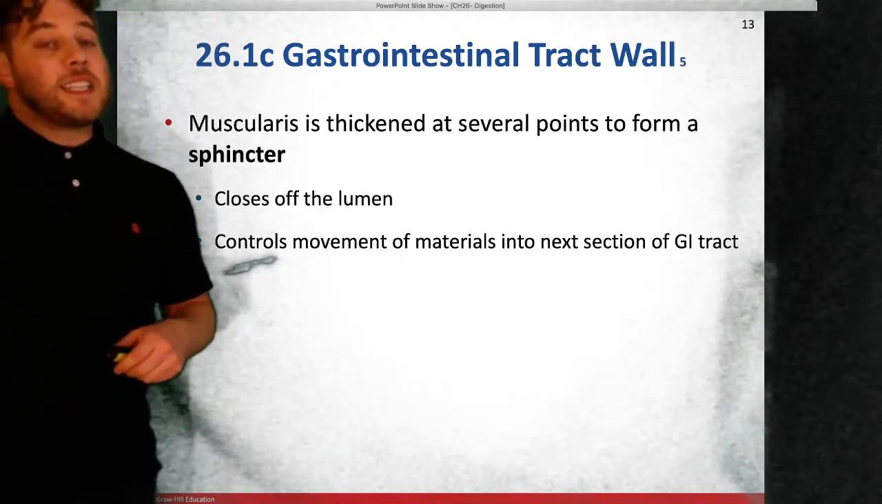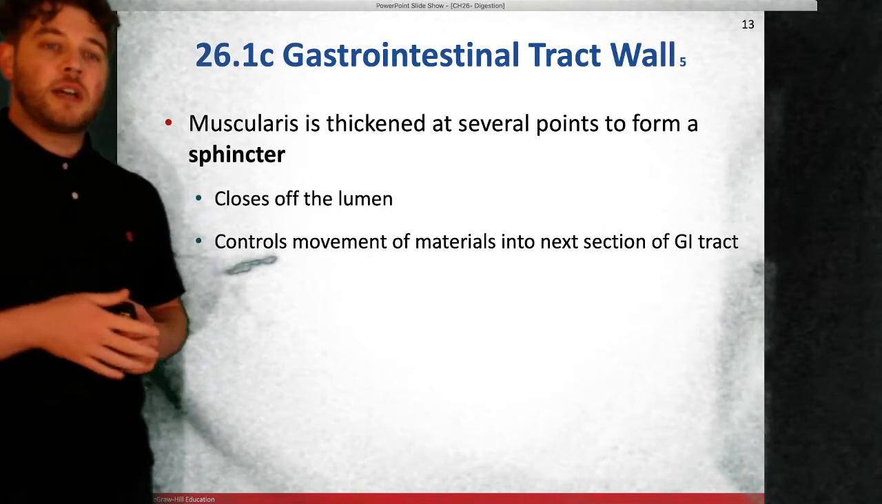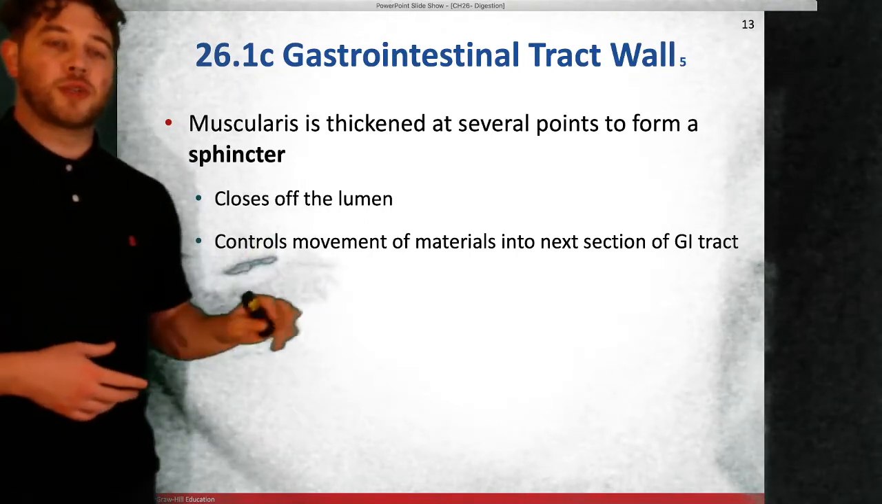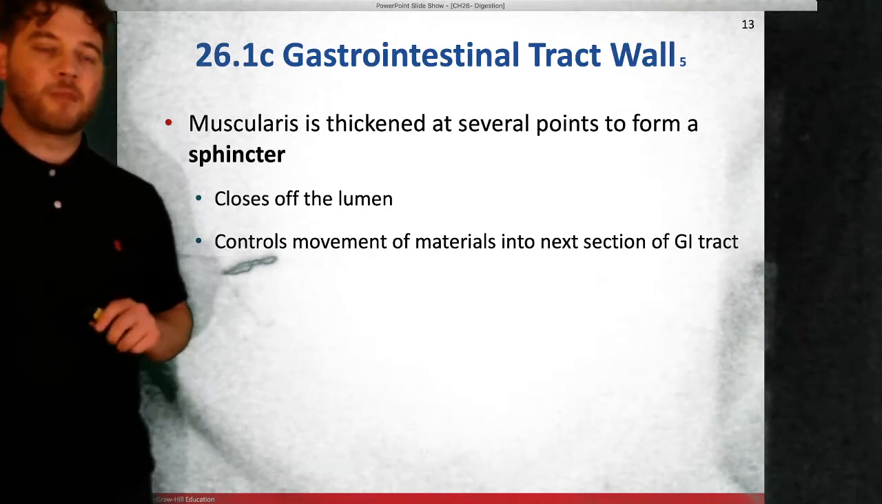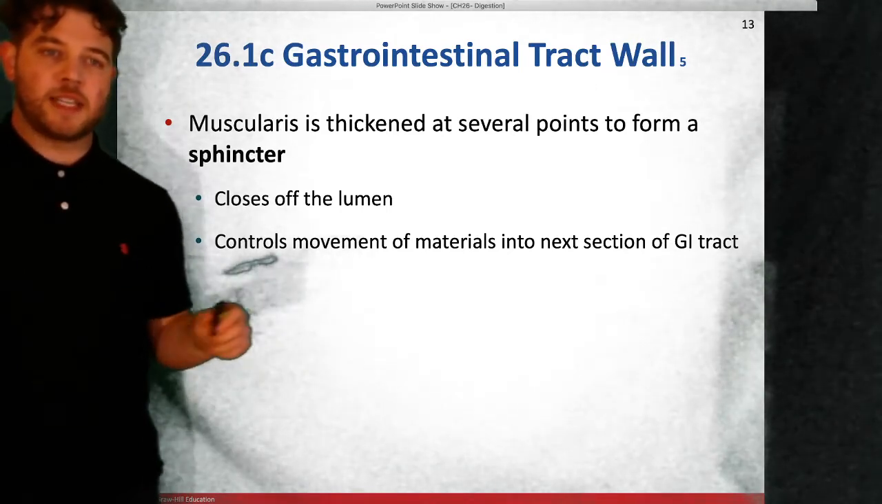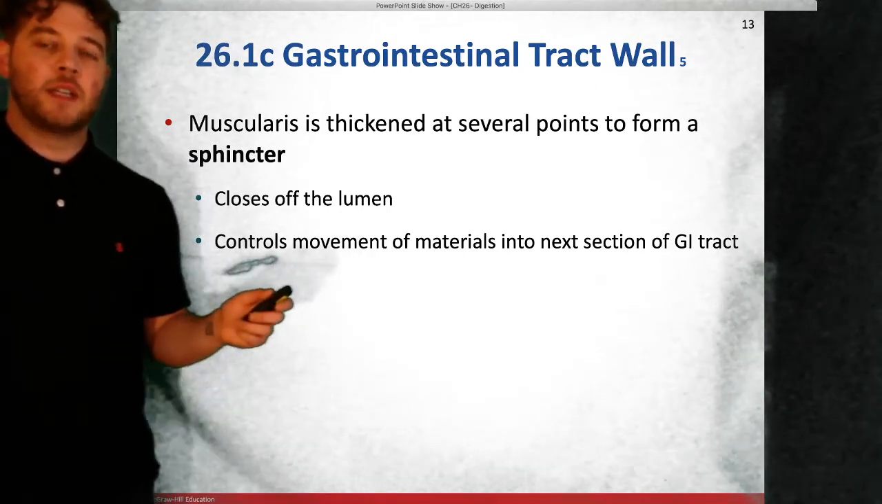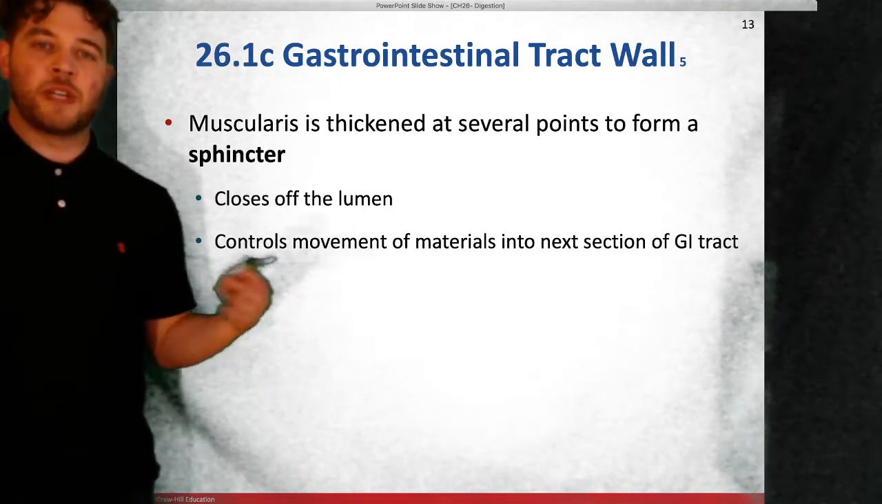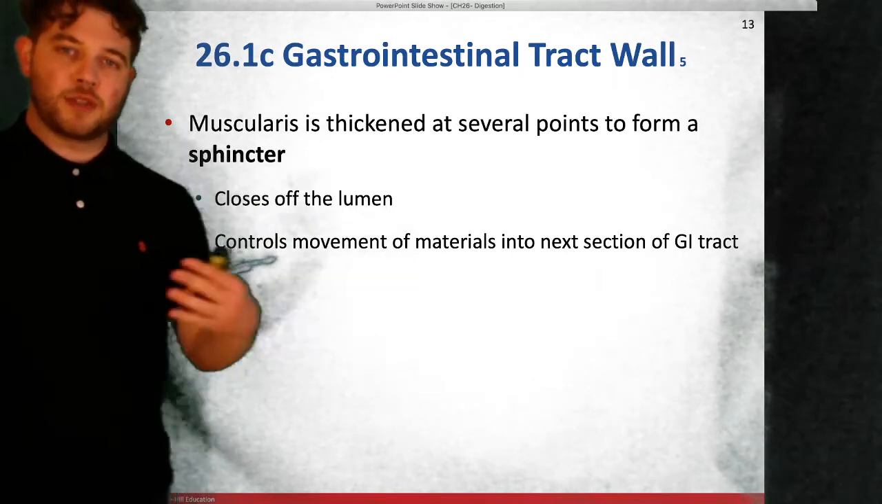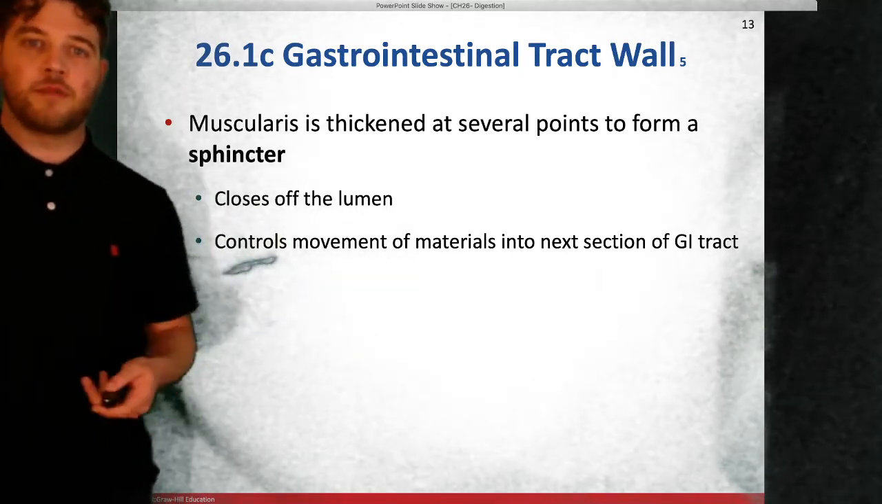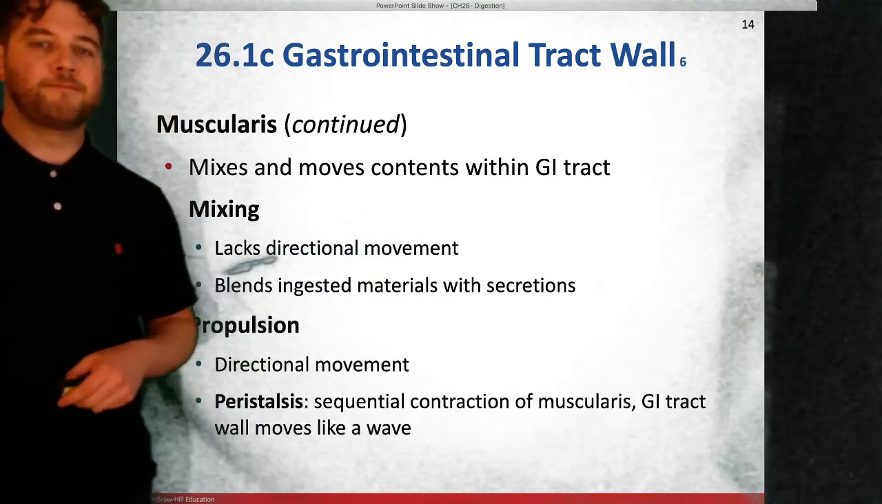The muscularis is thickened at several points to form sphincters. Those work to close off the lumen and control movement of materials into the next section of the GI tract. We already kind of talked about in lab a little bit that a lot of the times the stimulus for those sphincters to open and close is the presence, or pressure rather, of food pushing up against one side or the other of the sphincter to allow it to open or close.